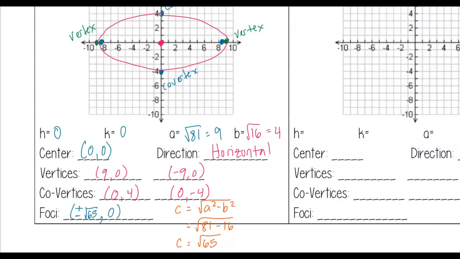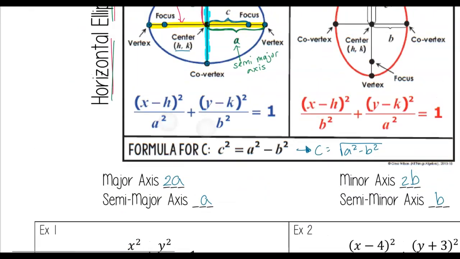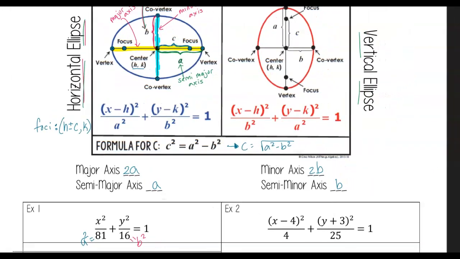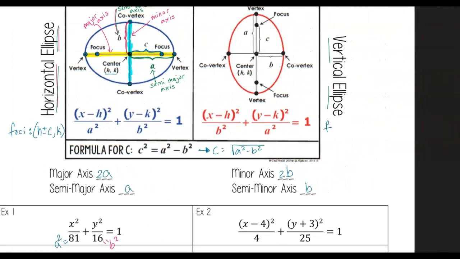Another way to think of this is by using a formula. If it is a horizontal ellipse, the coordinates of your foci are located at h, you take your h value and you add or subtract your c, and the k value stays the same. If it is instead a vertical ellipse, to find the foci, this time the h stays the same, and k is what you're adding or subtracting c from.